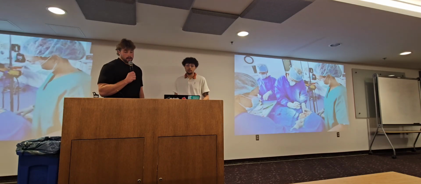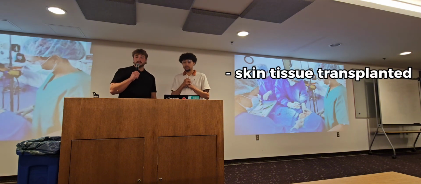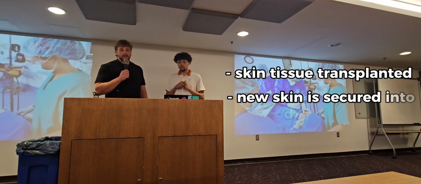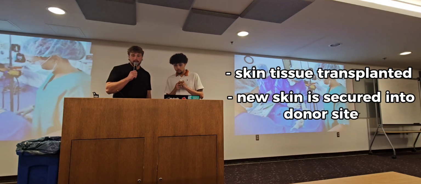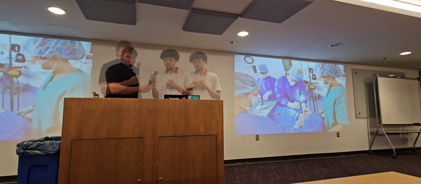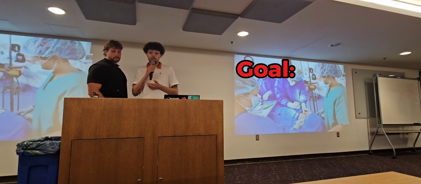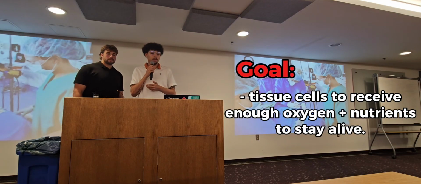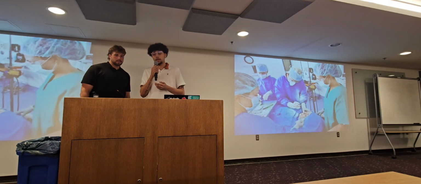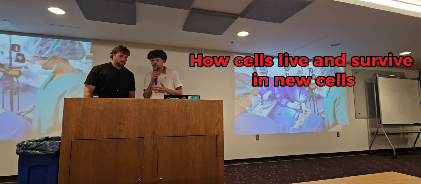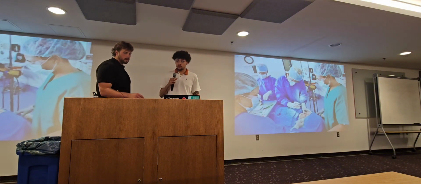The process goes like this. The skin tissue is transplanted into a new part of the body from a prior location that's usually hidden. The new skin is either secured with staples or stitches, or meshed into the site, then covered with a dressing to heal. The goal is for the tissue to receive enough oxygen and nutrients to stay alive. That is tissue engineering at work. Firstly, we're going to go over how the cells live and survive in the new location.